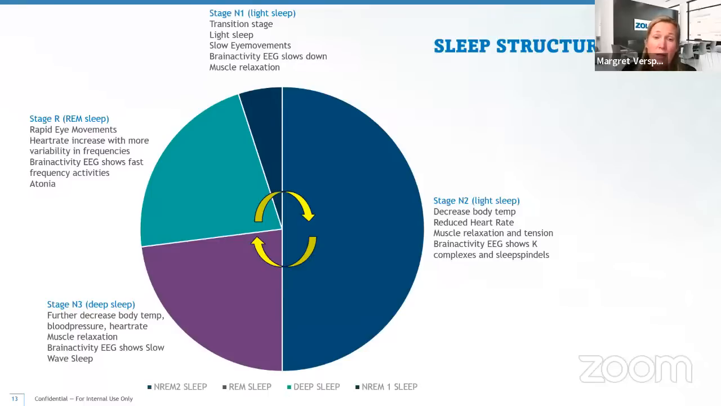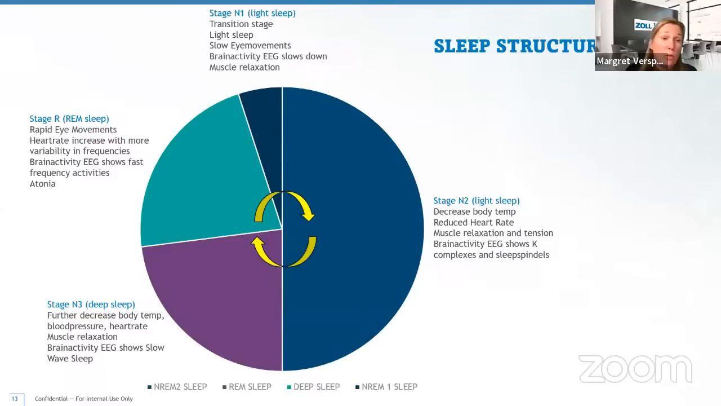What we see in REM is that you are active. It's an active sleep. In REM, we see an increase of the heart rate, with more variability in the frequencies of the heart rate. The brain activity shows more of a wake pattern, with fast frequency, low amplitude activity, different from the high amplitude slow waves in deep sleep. Everything is also very unstable, because REM is an active sleep. So we see a more irregular heart rate, irregular respiratory movements, and irregular oxygen saturation.